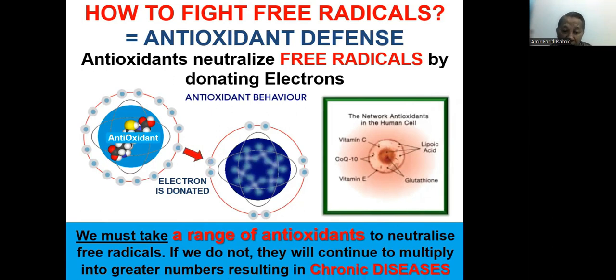For example, for the eyes and for the brain, you need glutathione, plus also lately has been found 2 other antioxidants like lutein and zeaxanthin are both excellent for eye health, protecting the eye, and also for the brain from dementia and including Alzheimer's. So, you know, it's good to know all this because we all should be prepared as we age to try to avoid all these degenerative diseases. So we must take a range of antioxidants to neutralize free radicals. If we do not, they will continue to multiply to greater numbers, resulting in chronic diseases and accelerated aging.